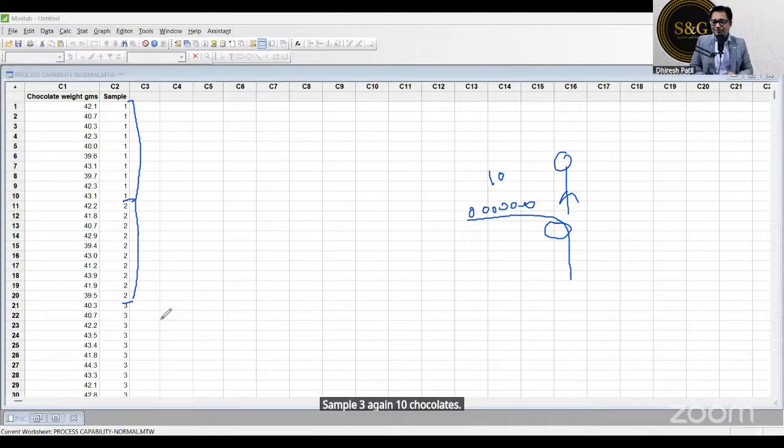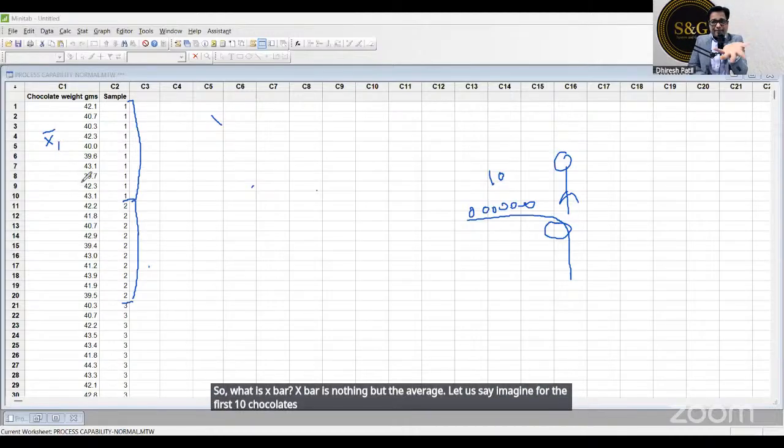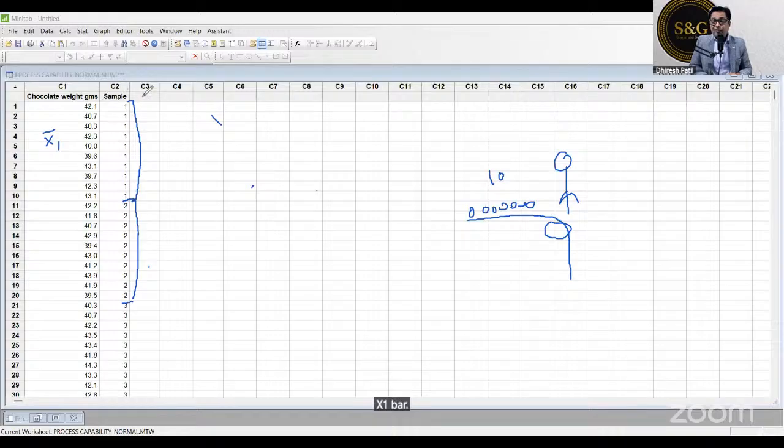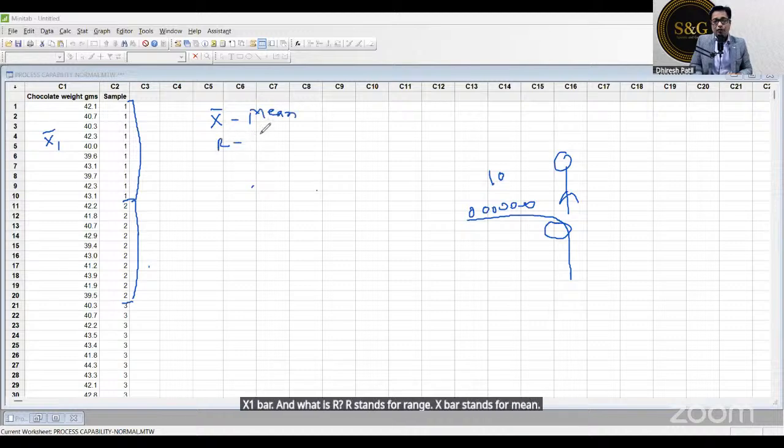Are you understanding? So instead of 1 chocolate, you are taking an entire lot of 10 chocolates. In that case, we will be using the X bar R chart and X bar S chart. So what is X bar? X bar is nothing but the average. Imagine for the first 10 chocolates, I have weighed them and taken the average of them. That is called X1 bar. And what is R? R stands for range. X bar stands for mean and R stands for range.